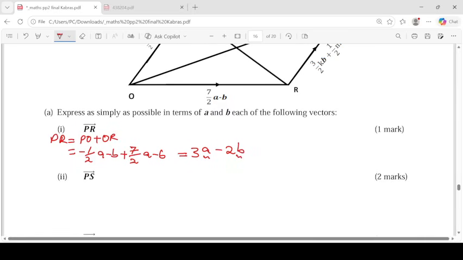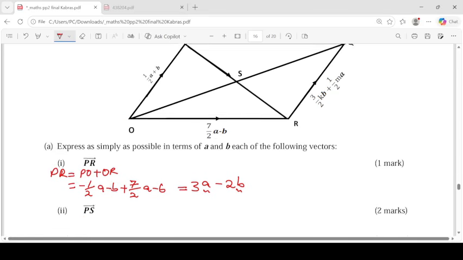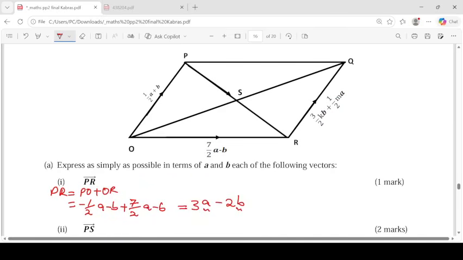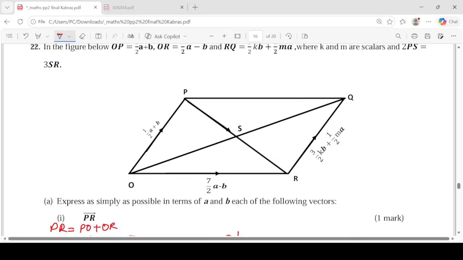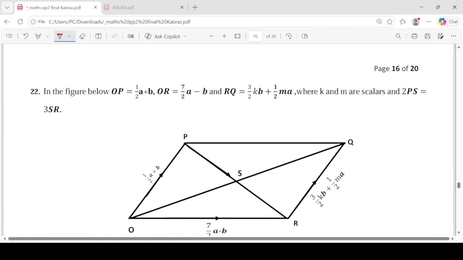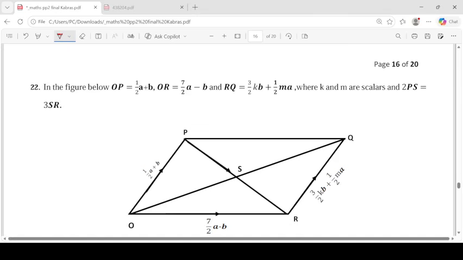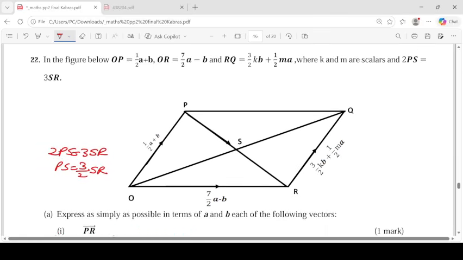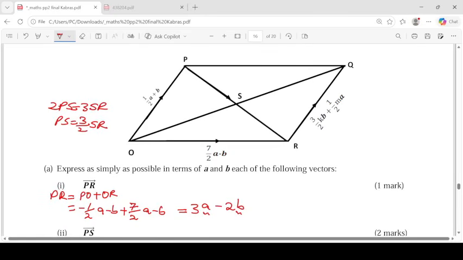Now 2PS. How do you get PS? When we get to PS, P to S, do we have a relation? Let me see. Yes, we had something that said 2PS. Remember we had 2PS being equal to 3SR. This means that PS is equal to 3 over 2 of SR. That is the secret, SR. But now do we have the SR?